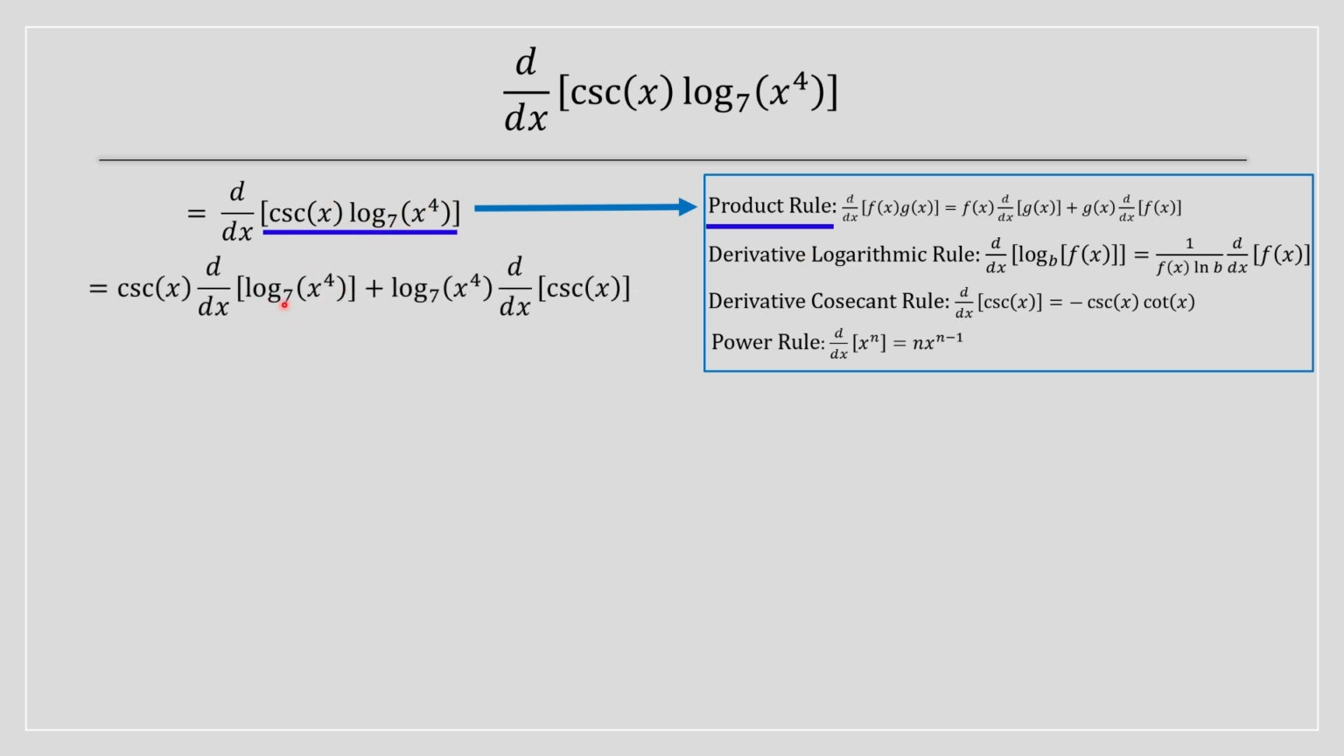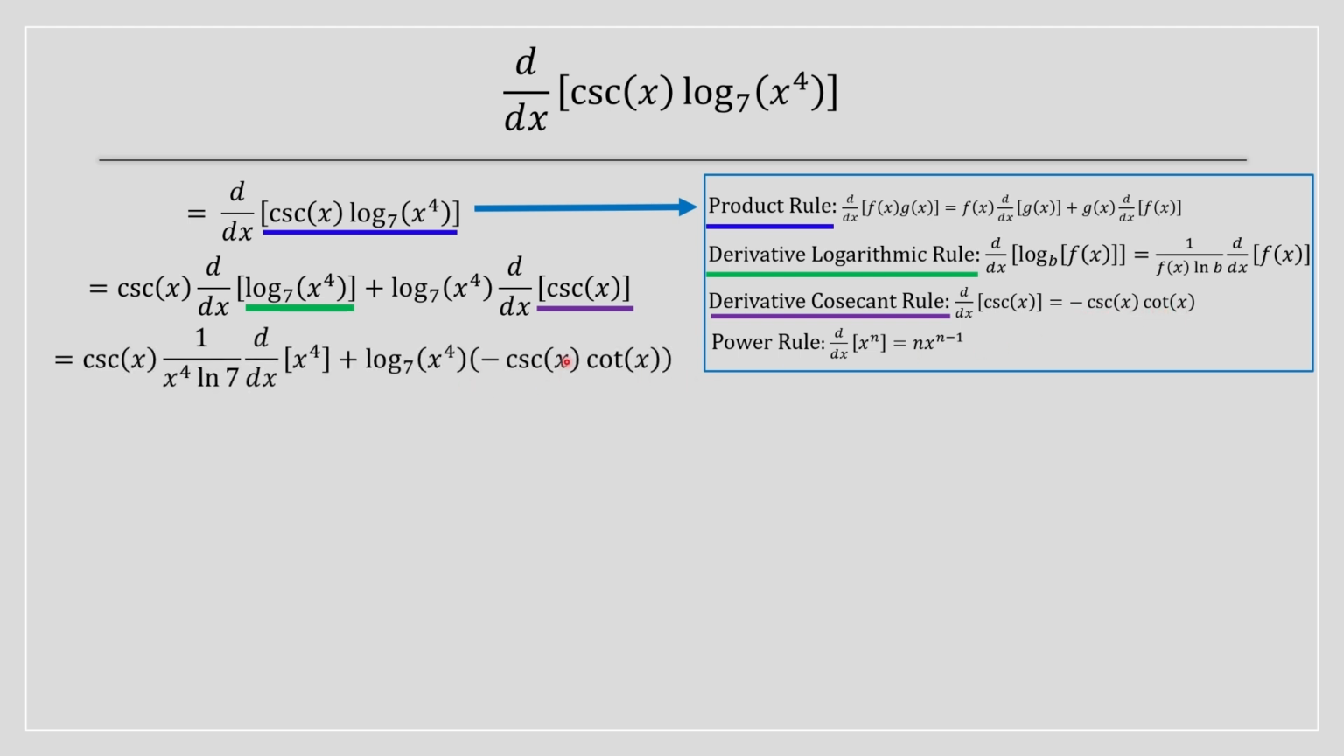Once we apply the product rule, we have to do the derivative of the logarithmic rule, which is this guy over here, right? So x⁴ we put on the bottom, and it'd be ln 7 at the bottom, doing the derivative of x⁴. And after we do the cosecant derivative, which is basically this guy over here, we have negative cosecant x cotangent x. So basically we write it like this. And now we have to do the derivative of x⁴ as shown over here.